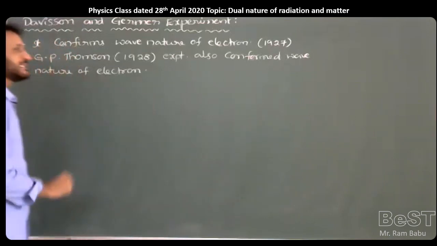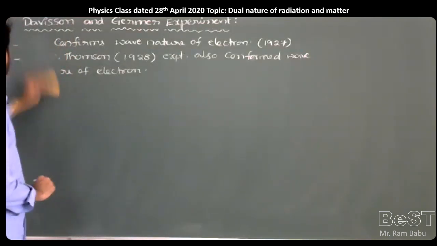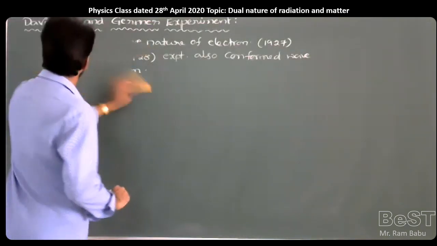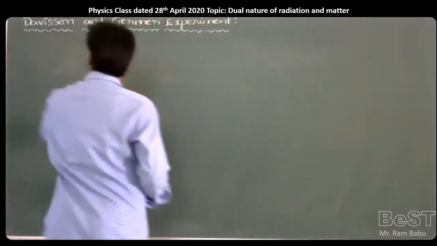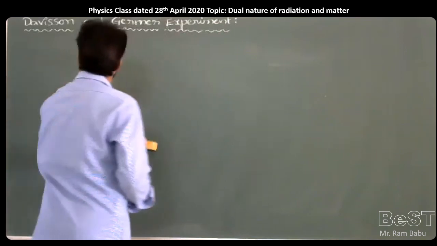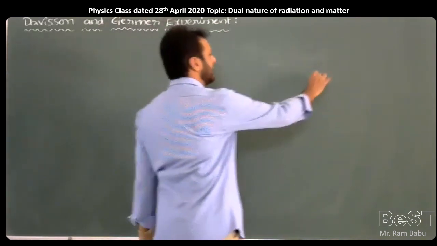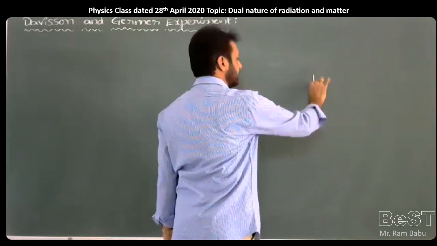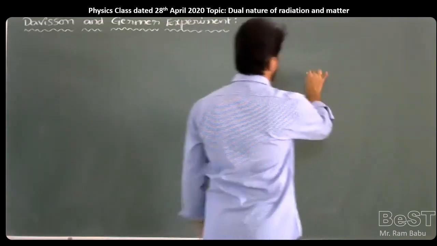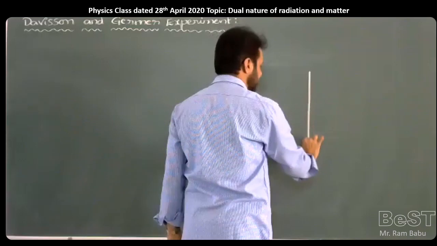Now there is one schematic diagram, and some simple formulas are given. I'll draw the diagram. The experiment mainly contains one evacuated chamber, without any air or other gases, like this.